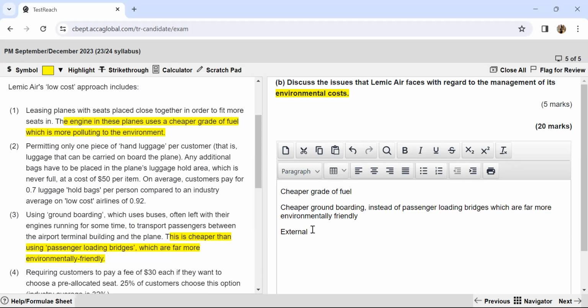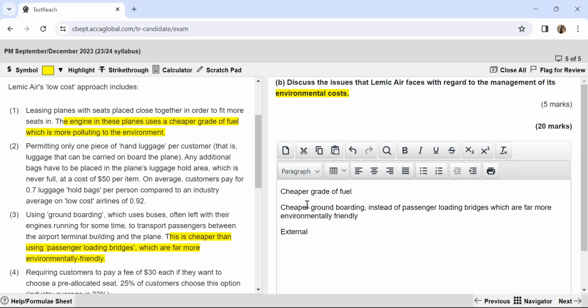And although it is more difficult to quantify, people are beginning to care about the environment; the customers are getting more and more aware. So probably some customers are also not choosing Lemic Air because they are using such things which are polluting the environment. This can also lead to a loss in market share and ultimately a loss in revenue. So that is why Lemic Air should do something with regard to their environmental costs. This is how we will wrap up this 5 marker answer.